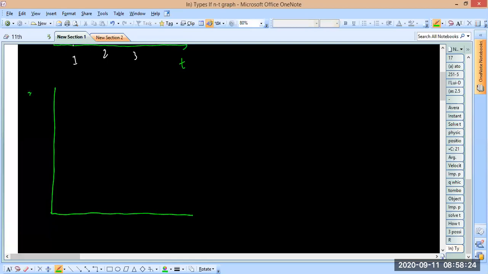So let's say this is again an x-t graph. Now suppose the graph is a straight line. See, this is also a straight line. The earlier one was a straight line, but it was horizontal. So what can you say here? What will you say about velocity? Is velocity positive or negative?